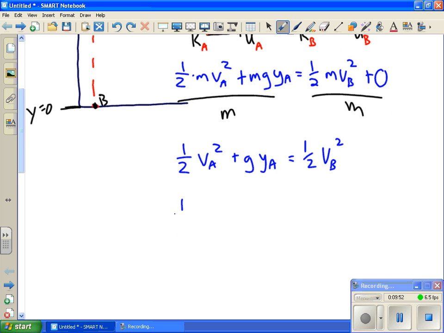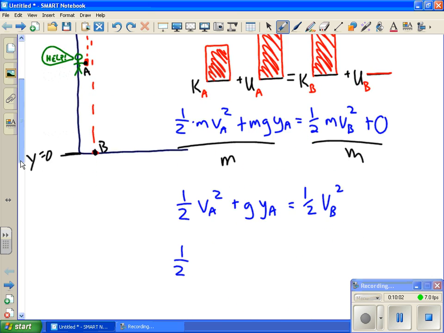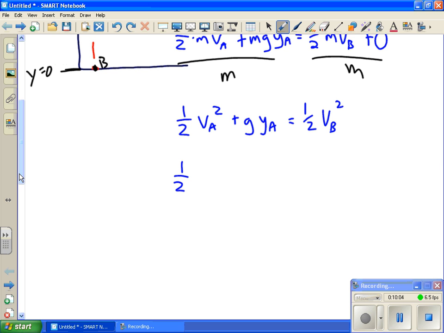The velocity at location A was 22 meters per second, and the velocity at location B is going to be 30 meters per second. And you say, wait a minute, it's negative 30 meters per second. And I say, you're right, and I don't care.